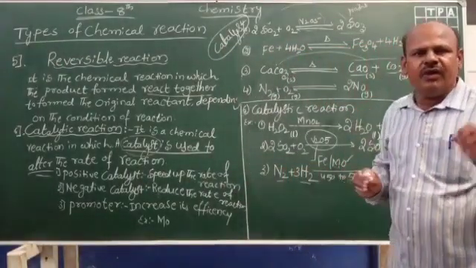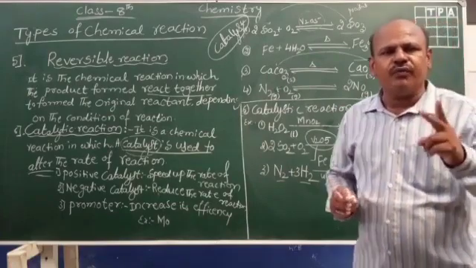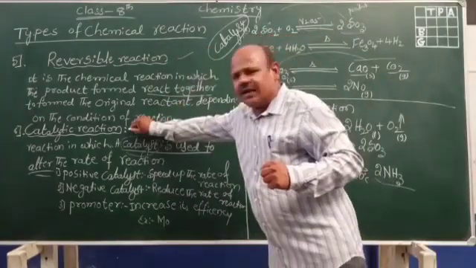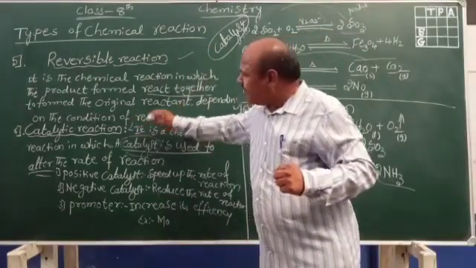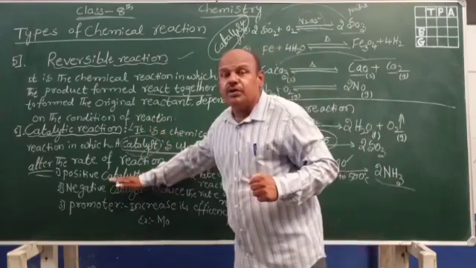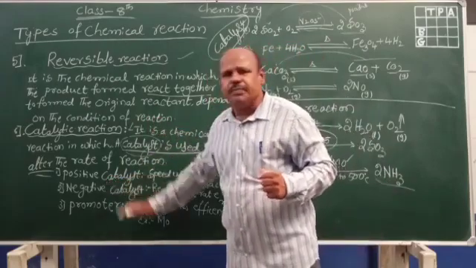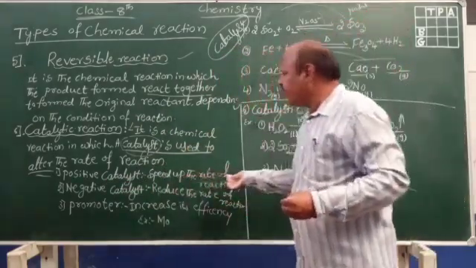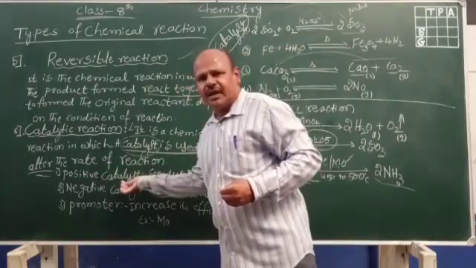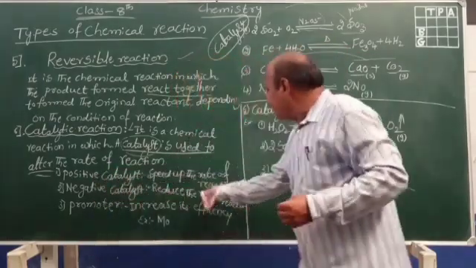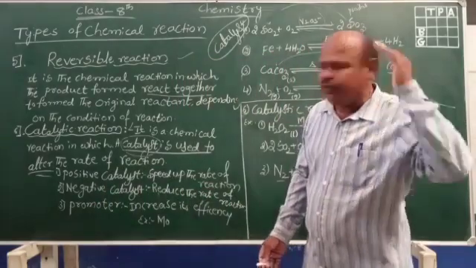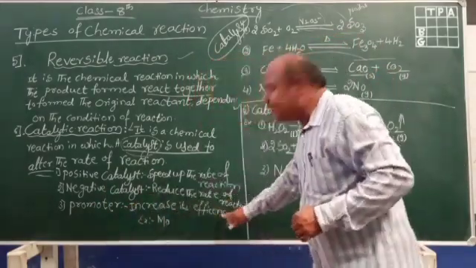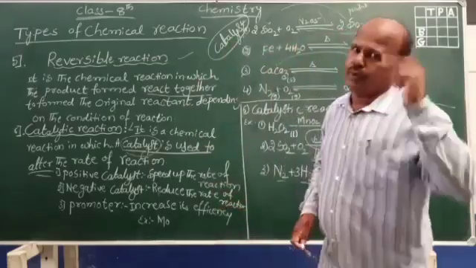Today we learned only two types of chemical reaction: one is the reversible chemical reaction, another one is the catalytic reaction. In the catalytic reaction, what is a positive catalyst? A positive catalyst is a catalyst which increases or speeds up the rate of reaction. A negative catalyst reduces the rate of reaction. A promoter increases the efficiency of the catalyst.